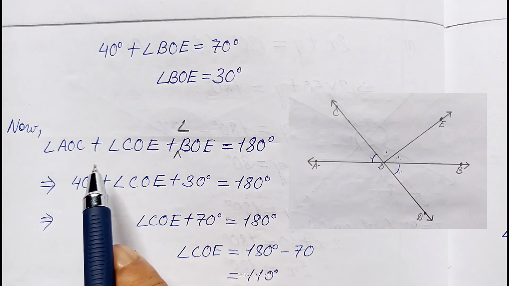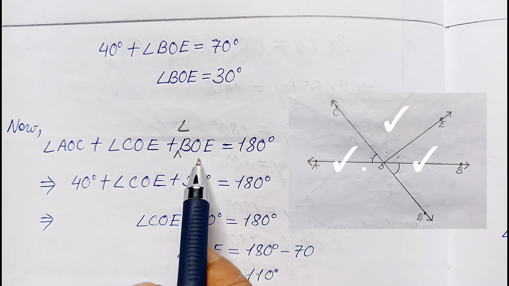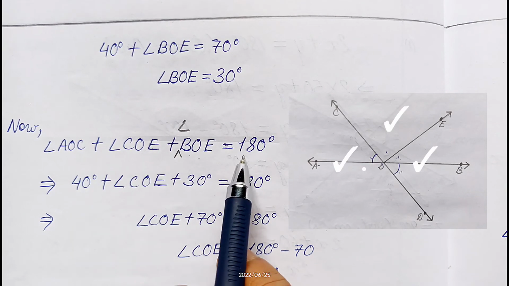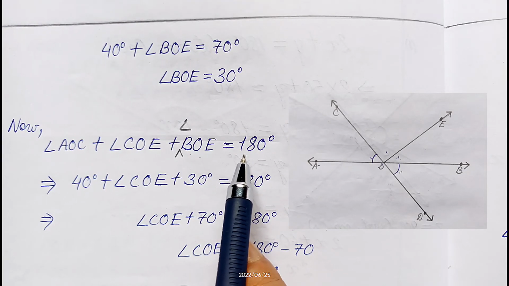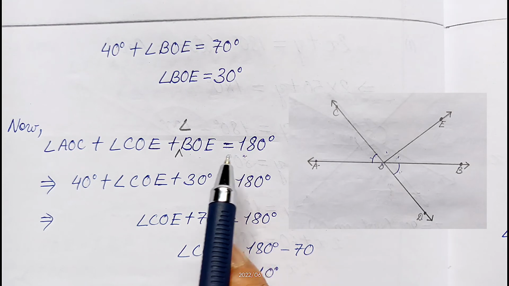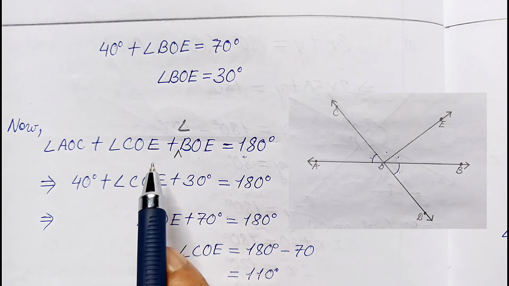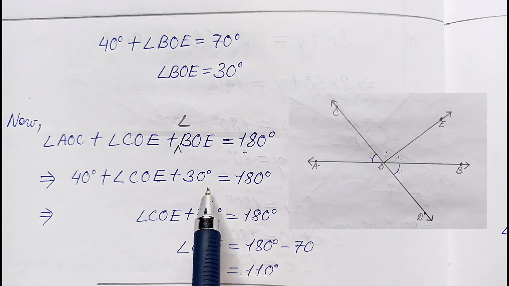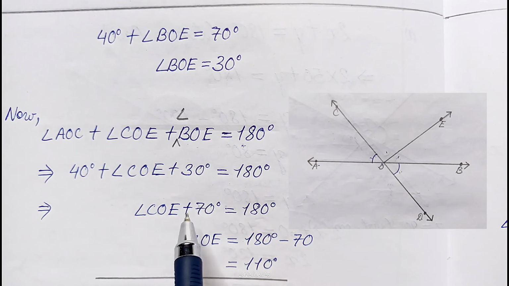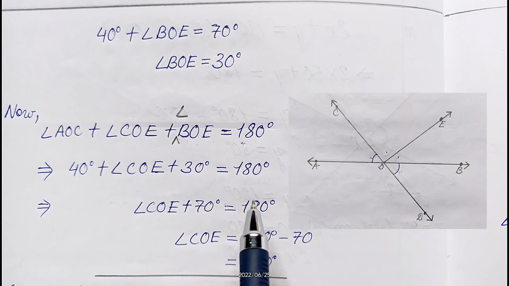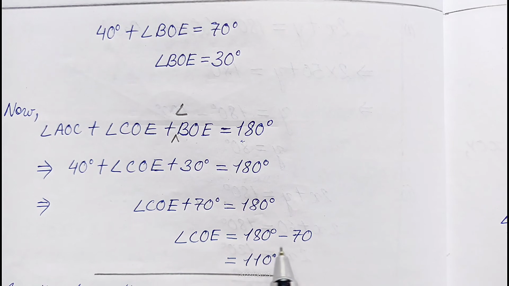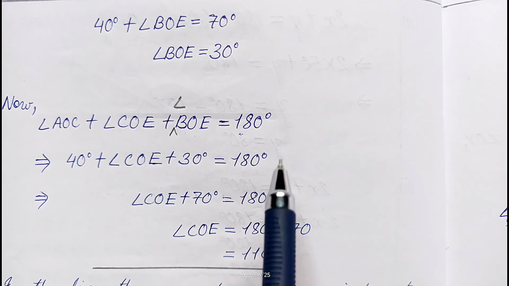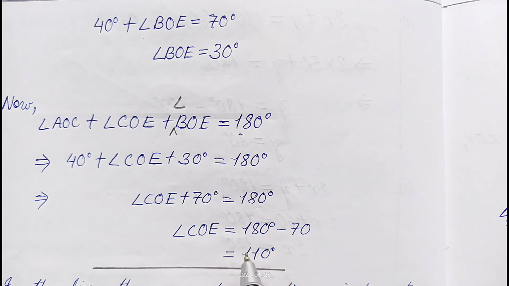Again, angle AOC plus angle COE plus angle BOE, the sum of these three angles, will be 180 degree, as we know the sum of all the angles formed on the same side of a line at a given point is 180 degree. AOC we know is 40, COE we don't know, and angle BOE is 30. So COE plus 40 plus 30, which is 70, equals 180. So COE will be 180 minus 70, which is 110. Therefore BOE is 30 degree and angle COE will be 110 degree. These are the required answers.